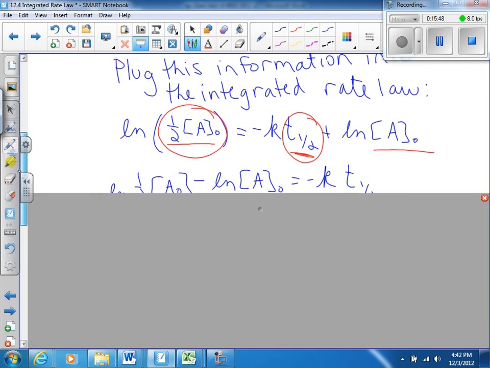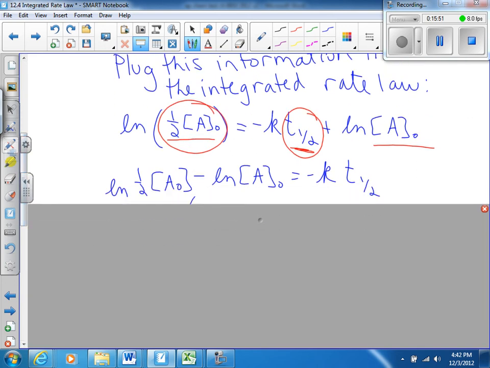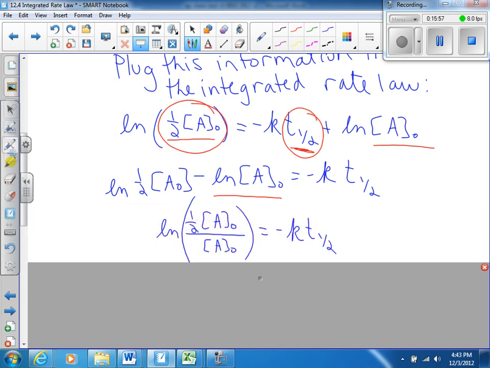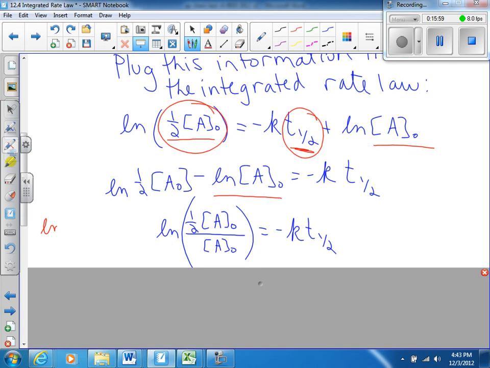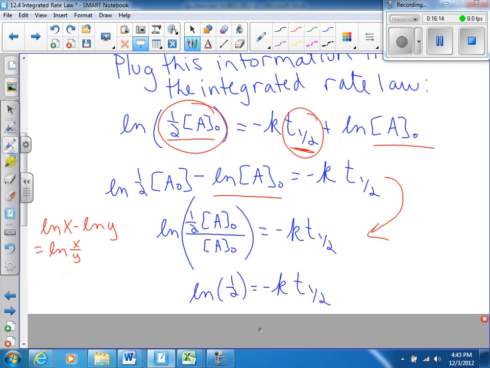Solving this equation, I just take ln of A0 over to the left side. Now, some rules about logarithms. If I have log of x minus log of y, that is equal to log of x over y. That's a definition. So that's how I went from here to here. All right.